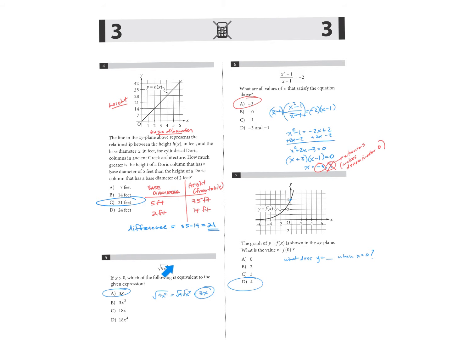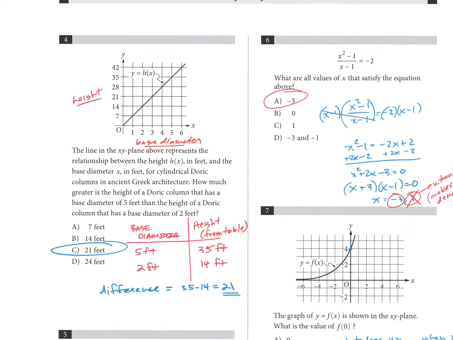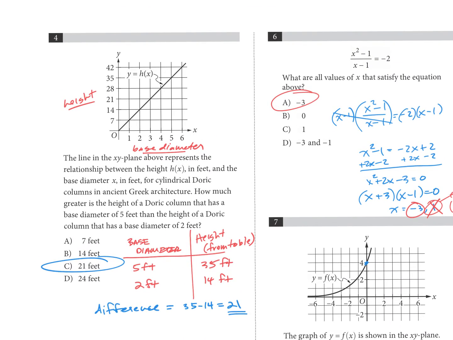Number 4 here, you've got a graph, and the paragraph tells you what that graph represents. Based on what it says in the paragraph, we know the x-axis is the base diameter of a cylindrical Doric column, and the y-axis is the height. I don't know what a Doric column even is, I guess it's something like the Parthenon. But anyway, the question is how much greater is the height of a Doric column that has a base diameter of 5 feet than the height of a Doric column that has a base diameter of 2 feet.